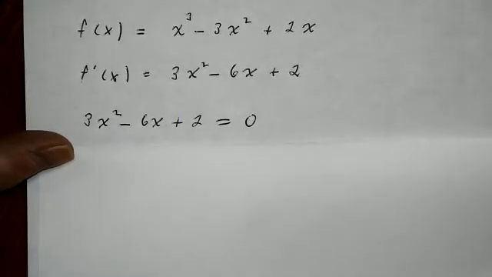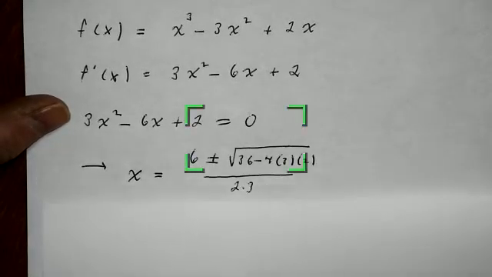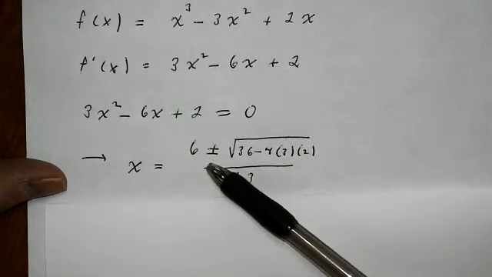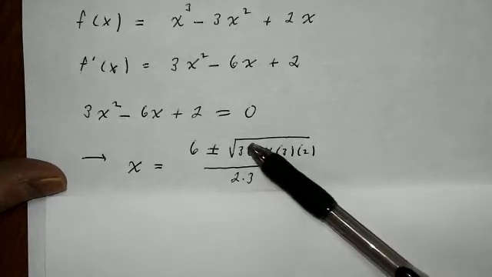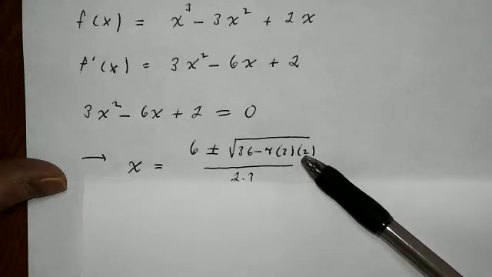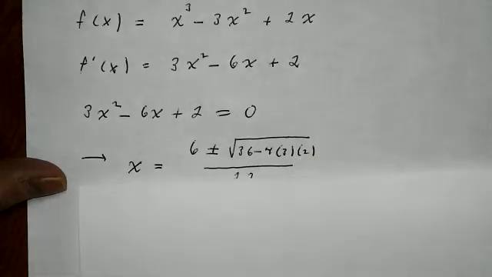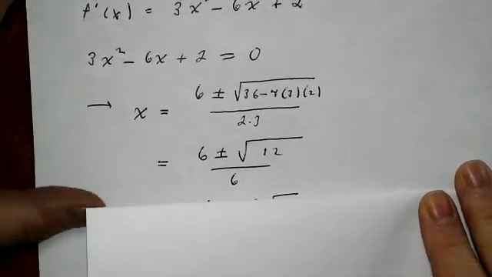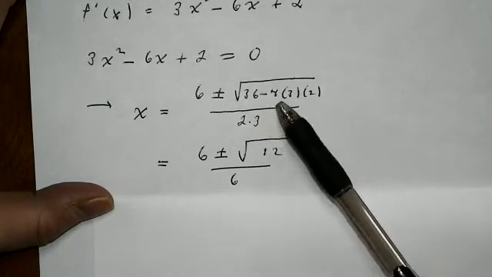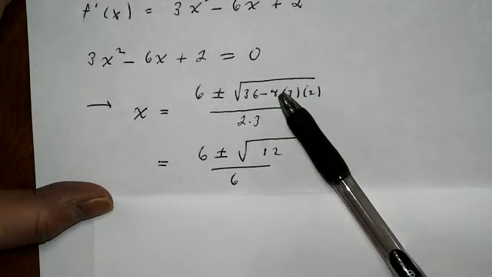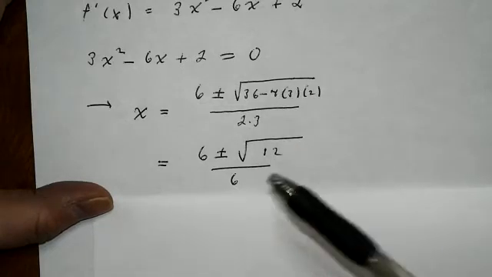And any quadratic can be solved using factoring or using the quadratic formula. I'm going to use the quadratic formula in this case, so x would be minus b plus or minus the square root of b squared, which is 36, minus 4a, a is 3, times c, which is 2, all divided by 2 times a, and 2 times a is 6. So this gives us 6 plus or minus, the quantity under the square root will be 36 minus 24, which is 12, all divided by 6.